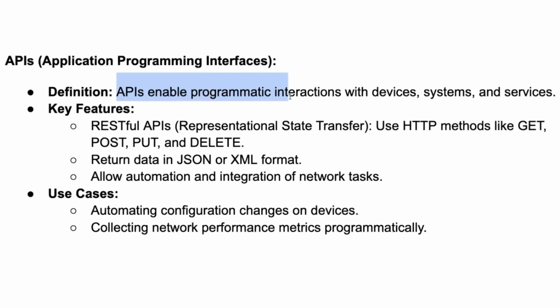APIs enable programmatic interactions with devices, systems, and services. So there is something called the RESTful API. So REST, which is the representational state transfer, and it uses HTTP methods like GET, POST, PUT, and DELETE. So you're making requests, right, against whatever the API is, and you would be making a GET request, a POST request, PUT request, DELETE, and so on and so forth. There's a variety of different requests that you can make.